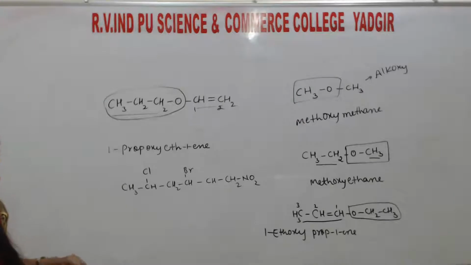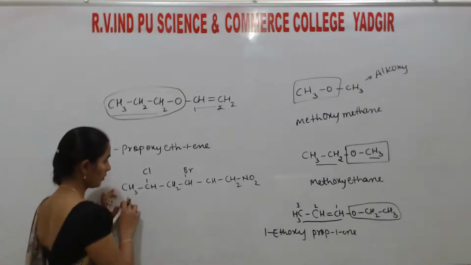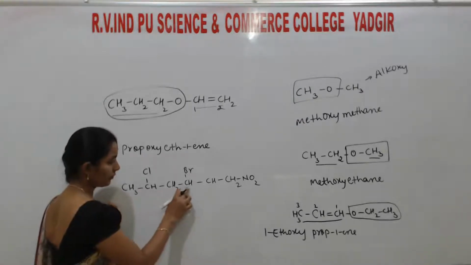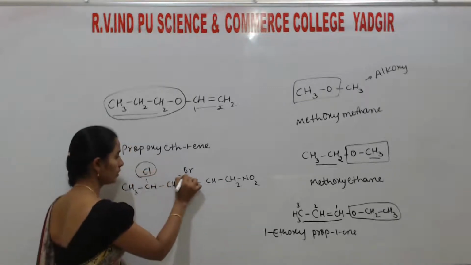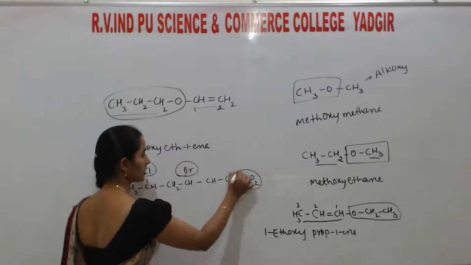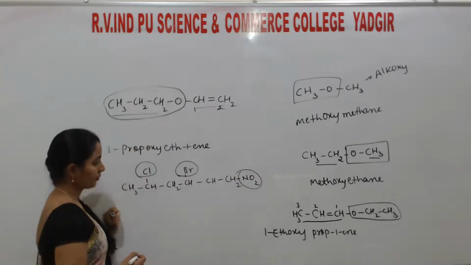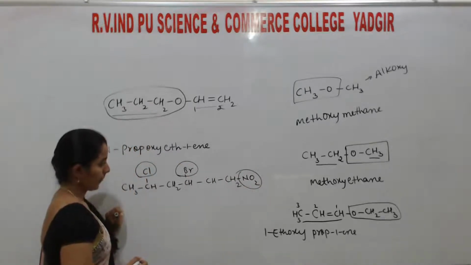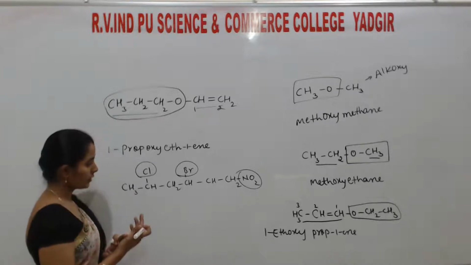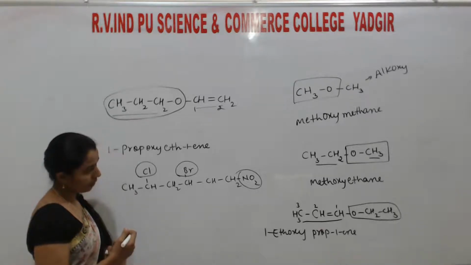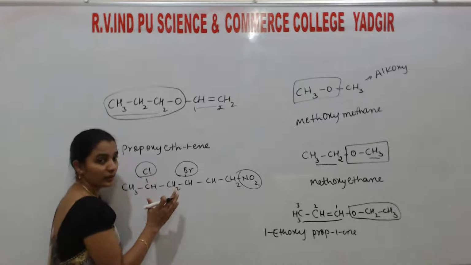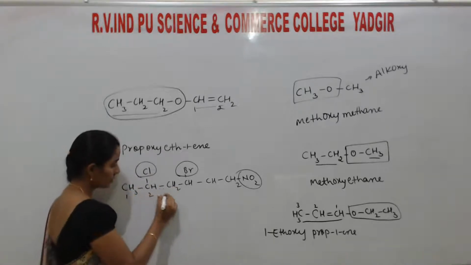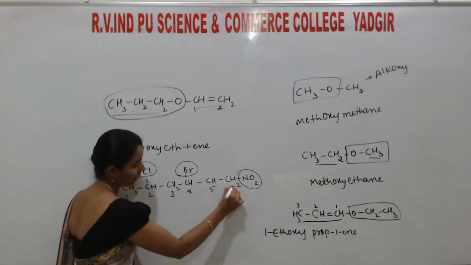Listen. Here 3 functional groups are there. 1, 2, 3, 4, 5, 6 carbon atoms are there. This is the functional group, this is the functional group, and this is also a functional group. Okay. So listen. To which carbon atom is this, 2, 3, 4, 5, 6? So which is the correct way of numbering? Start from here: 1, 2, 3, 4, 5, 6.